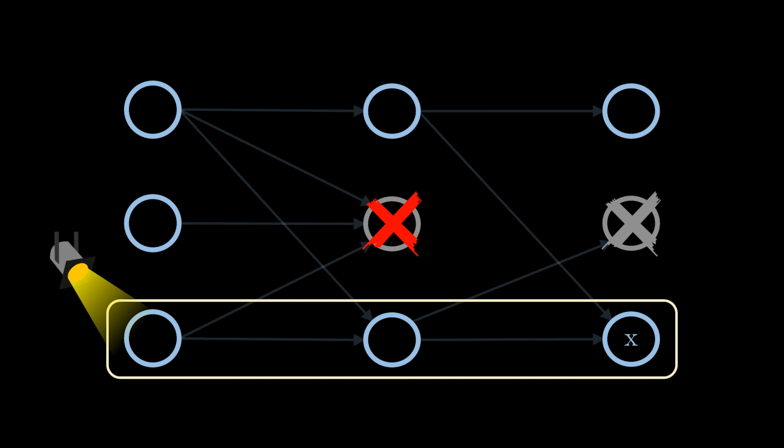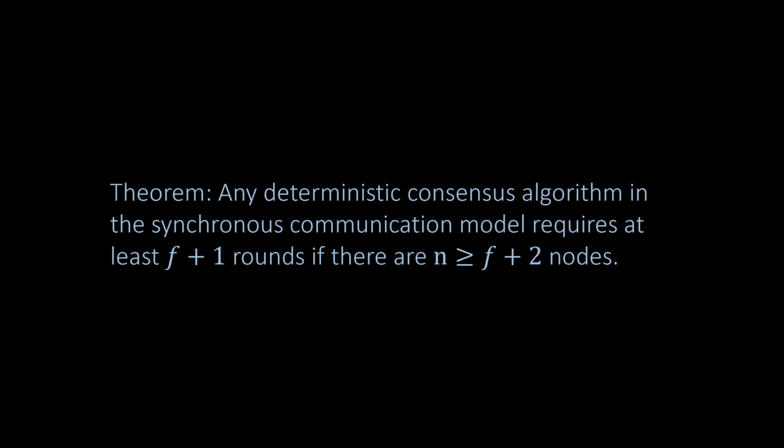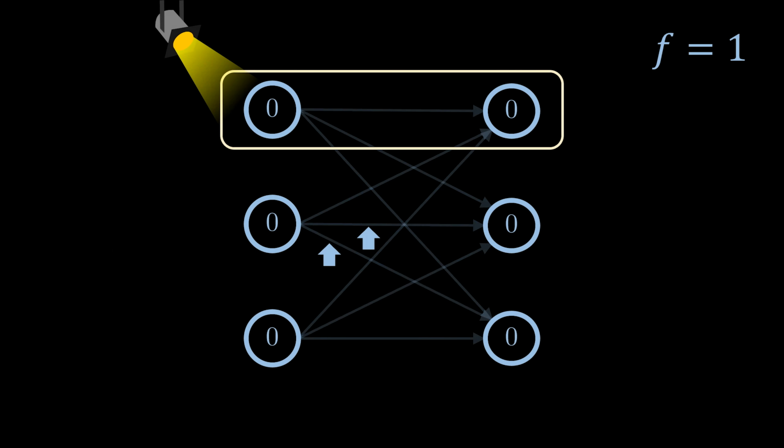So, agreement would be violated if other nodes change their output. Formally, we are now going to show that the following theorem holds. If there can be at most f crash failures, any deterministic consensus algorithm requires at least f+1 rounds even if communication is synchronous. Let's start with f=1.